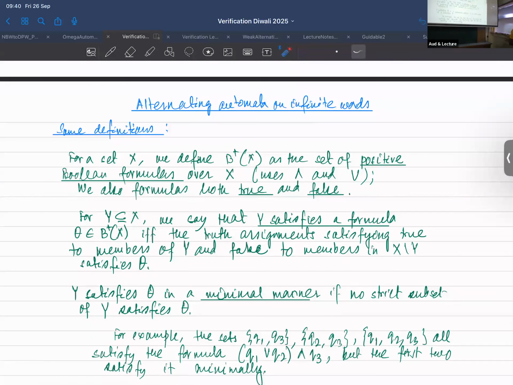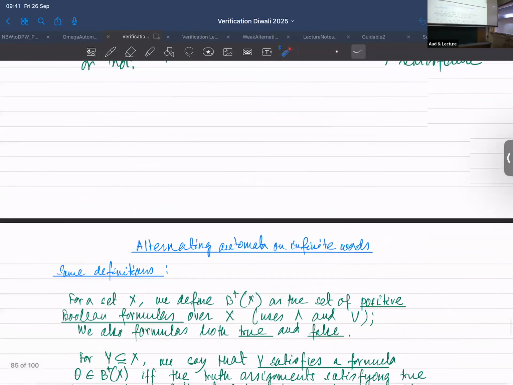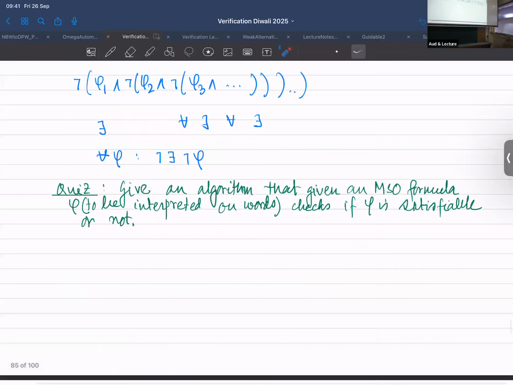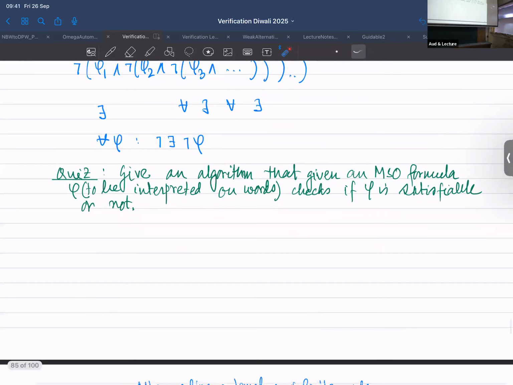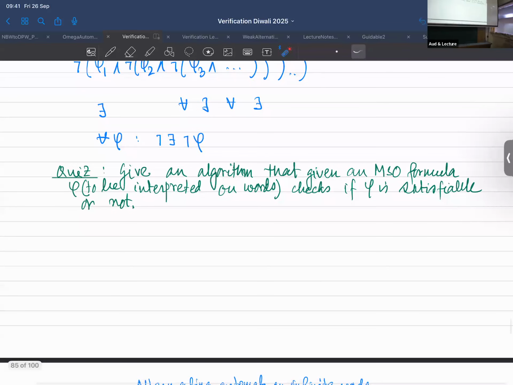So today we are going to start with a slightly different kind of automata. It's called the alternating automata. We will be looking at alternating automata on infinite words. Before I get into the formal definition, maybe I can say a few things to give the intuition.